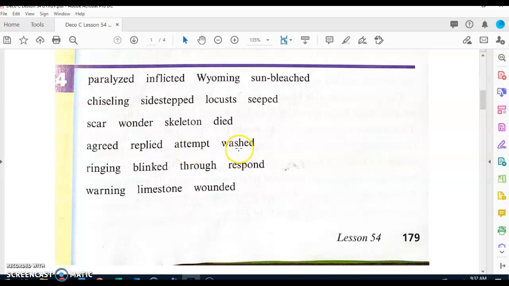Next word. What word? Attempt. Next word. What word? Washed. Next word. What word? Ringing. Next word. What word? Blinked. Next word. What word? Through. Next word. What word? Respond. Next word. What word? Warning.